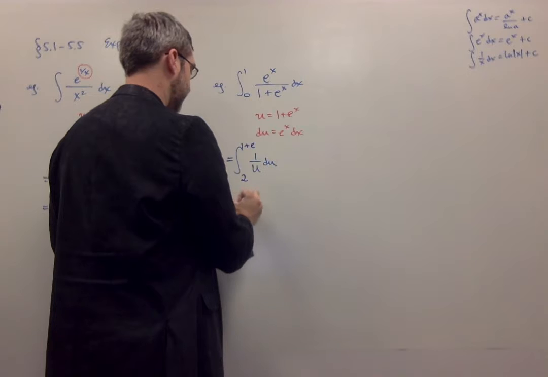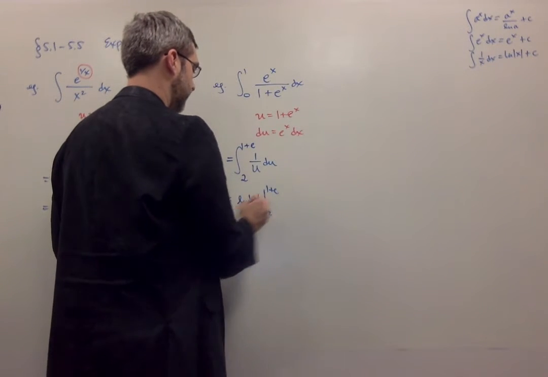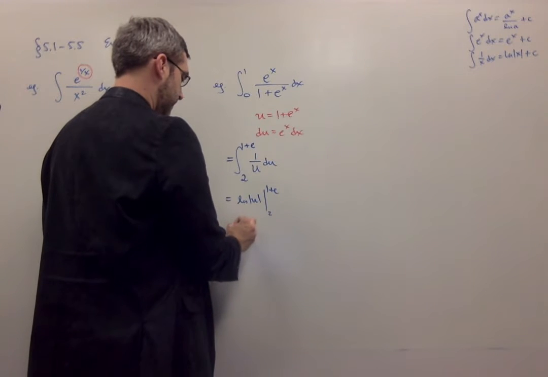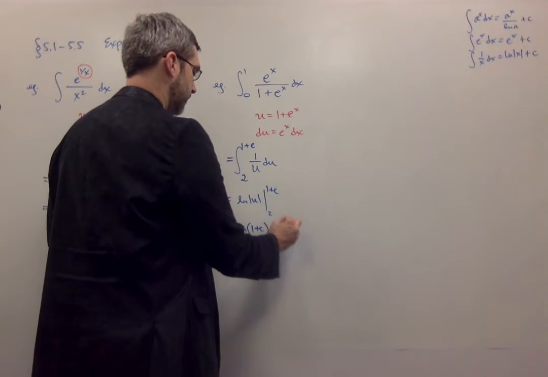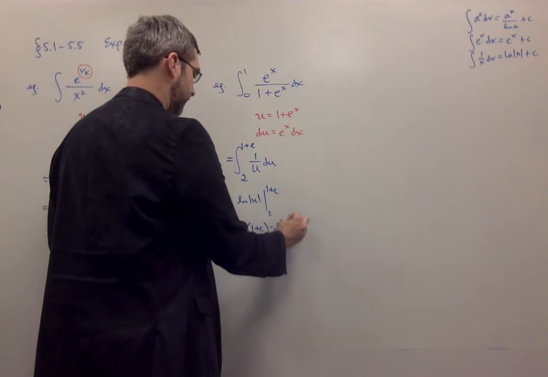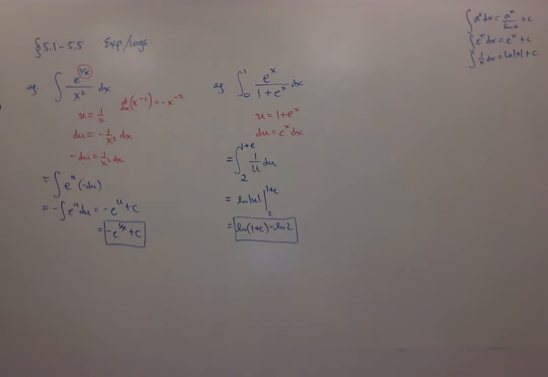And so then I'm going to get natural log of absolute value of u from 2 to 1 plus e. Everything's positive here, so you don't actually need absolute value. And I'm just going to sub in natural log of 1 plus e minus the natural log of 2. That is my answer, whatever that is. We could plug it in a calculator and get an approximation to that.